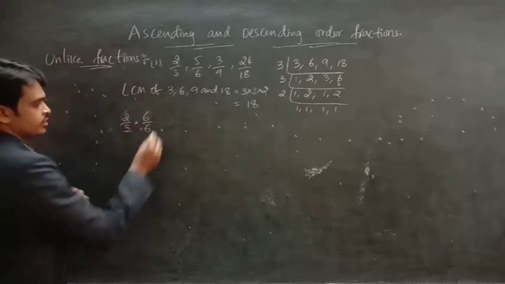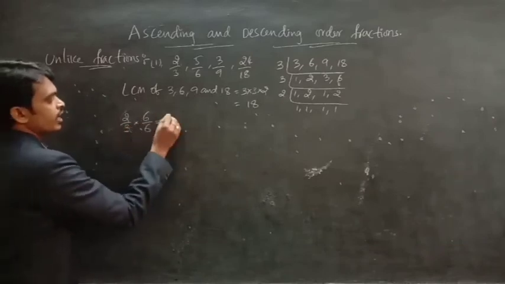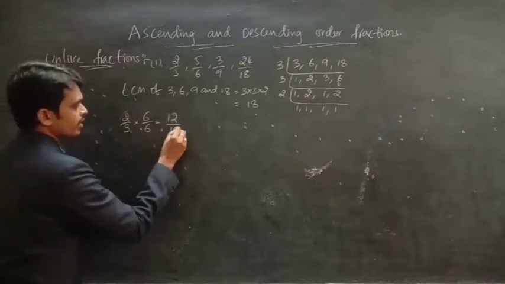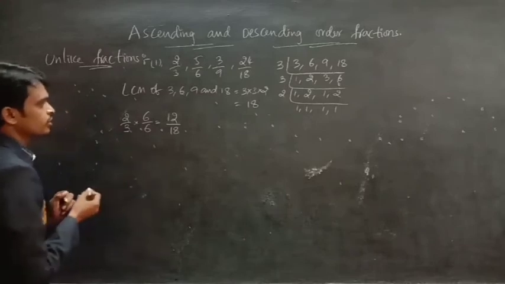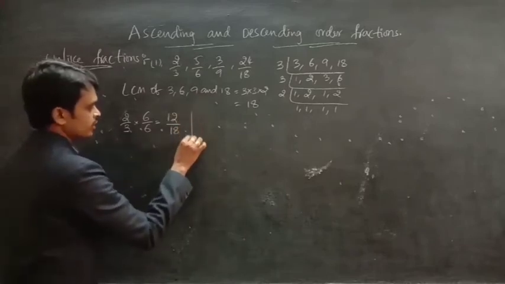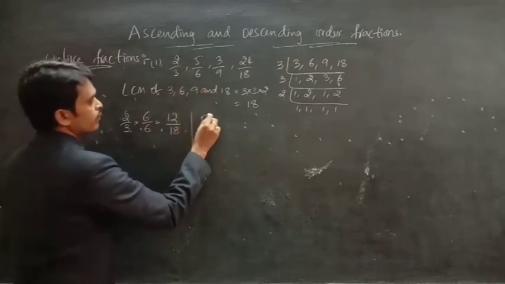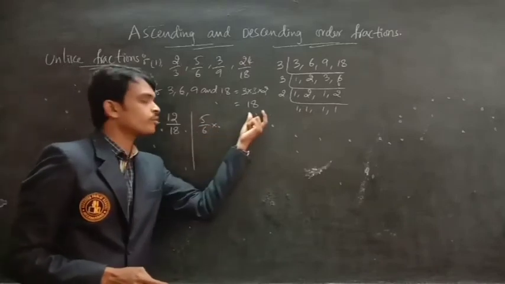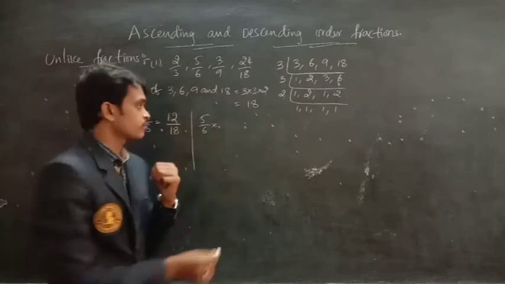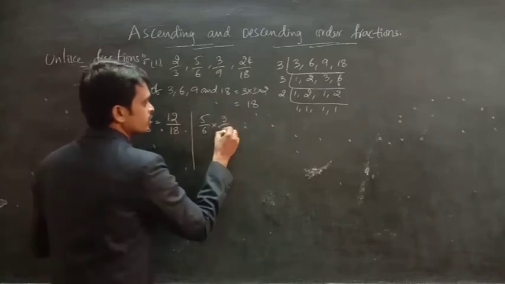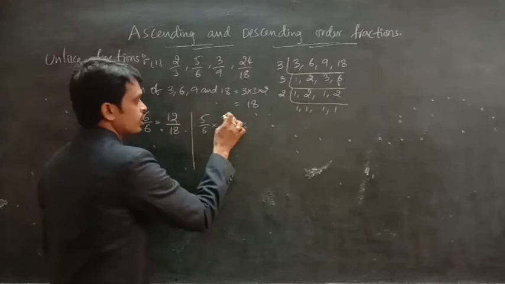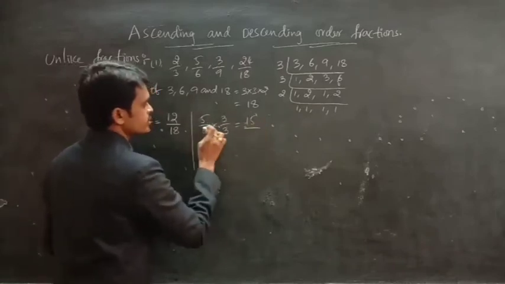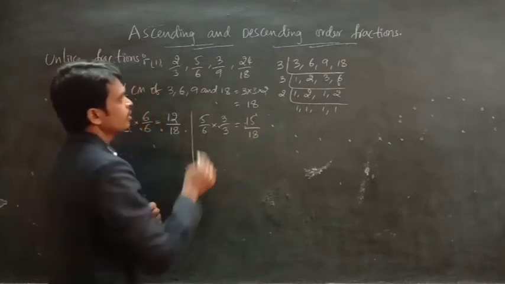6 by 6. So 2 sixes are 12, by 3 sixes are 18. Next fraction, 5 by 6. In the 6 table, how many times will 18 divide? 3 times. So let us multiply with 3. 5 threes are 15, by 6 threes are 18.